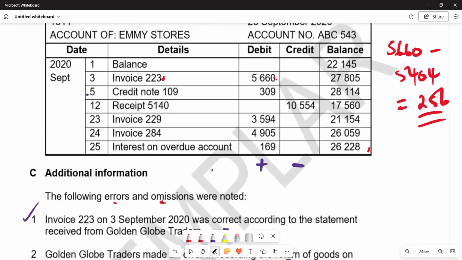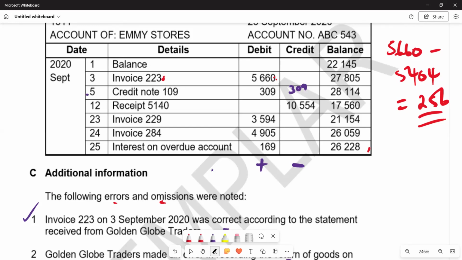Remember, when we purchase goods from Golden Globe, they are supposed to debit it. When they are returns, they're supposed to come to the credit side. So in this case, we are having returns on the debit. So it's a mistake that has to be corrected. We have to go to the credit to remove this 309 by putting 309 on the credit. And then it comes back to 0 because it's now 309 minus 309.